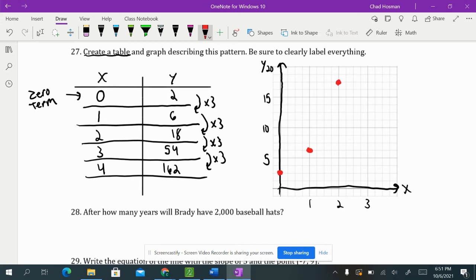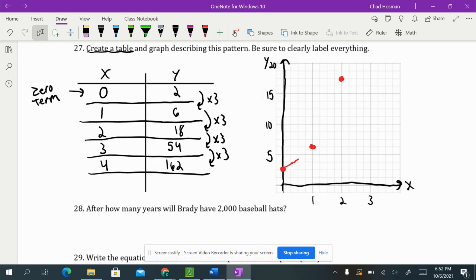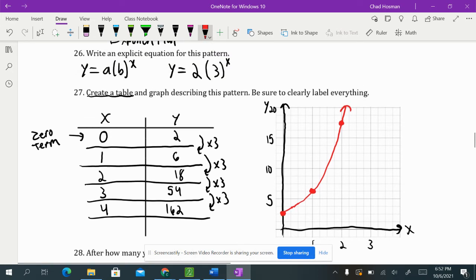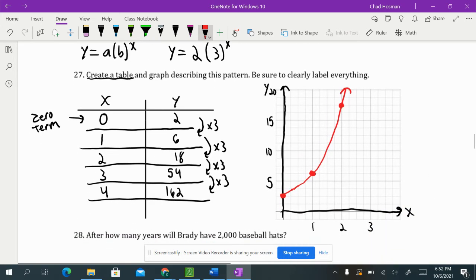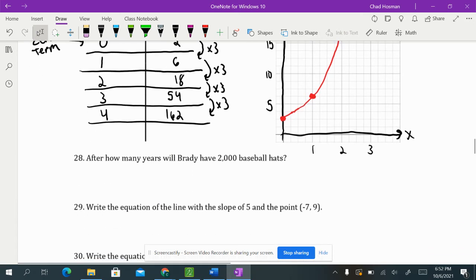Right, and then 3 comma 54 would be way off the graph, so we don't even have to worry about that. So we just connect our dots, and we have our graph. Sorry about that. All right, so we have our equation, we have our graph, and we have our table.